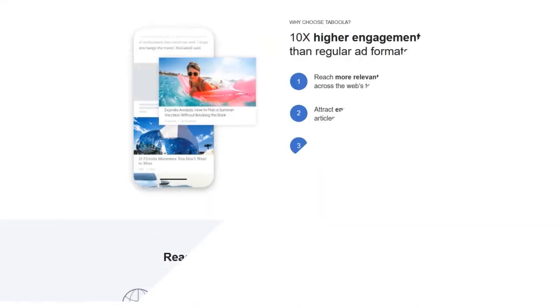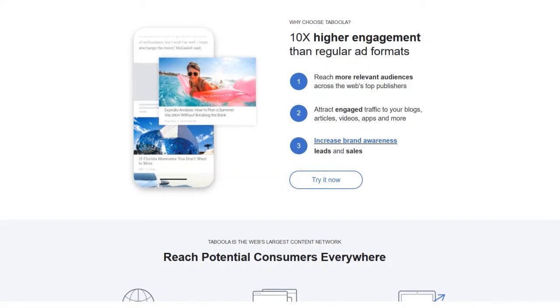So in terms of their publisher requirements, they just want you to have 500,000 monthly page views. Nothing complicated, 500,000. Now, all websites must be approved by Taboola before they can sign up for an account. Okay, so there are no content requirements for publishers. However, you must meet the minimum traffic requirements I just gave you.